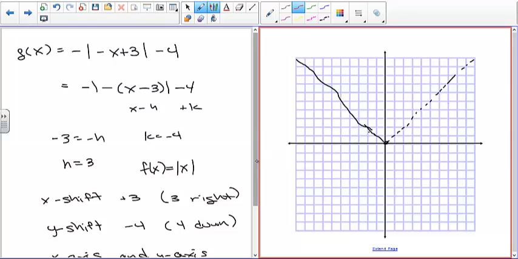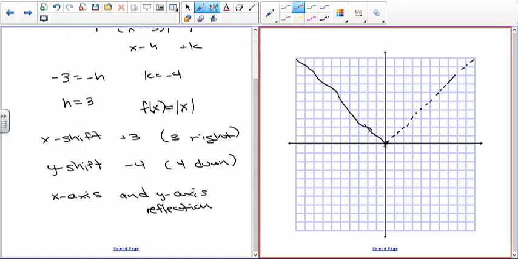But now I shift, so I'm going plus 3 in the x direction, minus 4 in the y direction. So there we are. And the x-axis reflection causes it to go like this. And I'm using a dashed line here, but I'm going to draw on a solid line. It's just hard for me to draw a good solid line to start with. I need some kind of guidance.